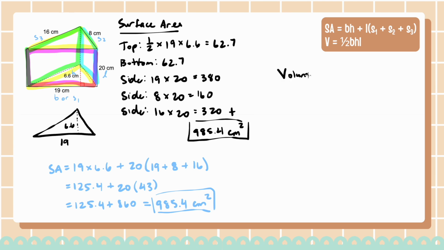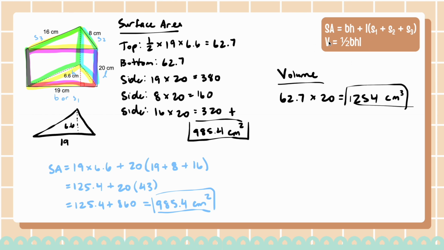Now let's talk about volume. For the volume, I'm going to take the area of this triangular base, which we know was 62.7. So that's one of the layers. And how many layers do I have again? 20. So multiplying this gets me 1,254, and that's centimeters cubed.